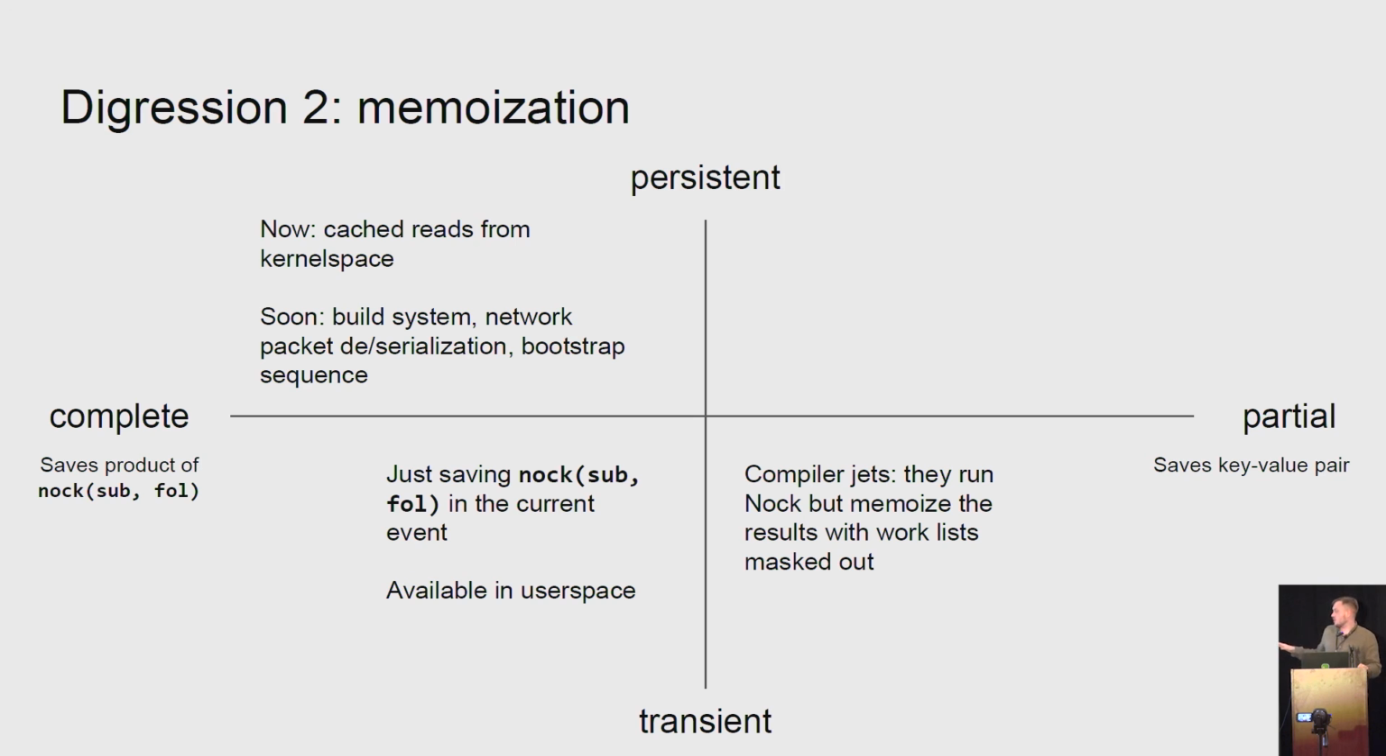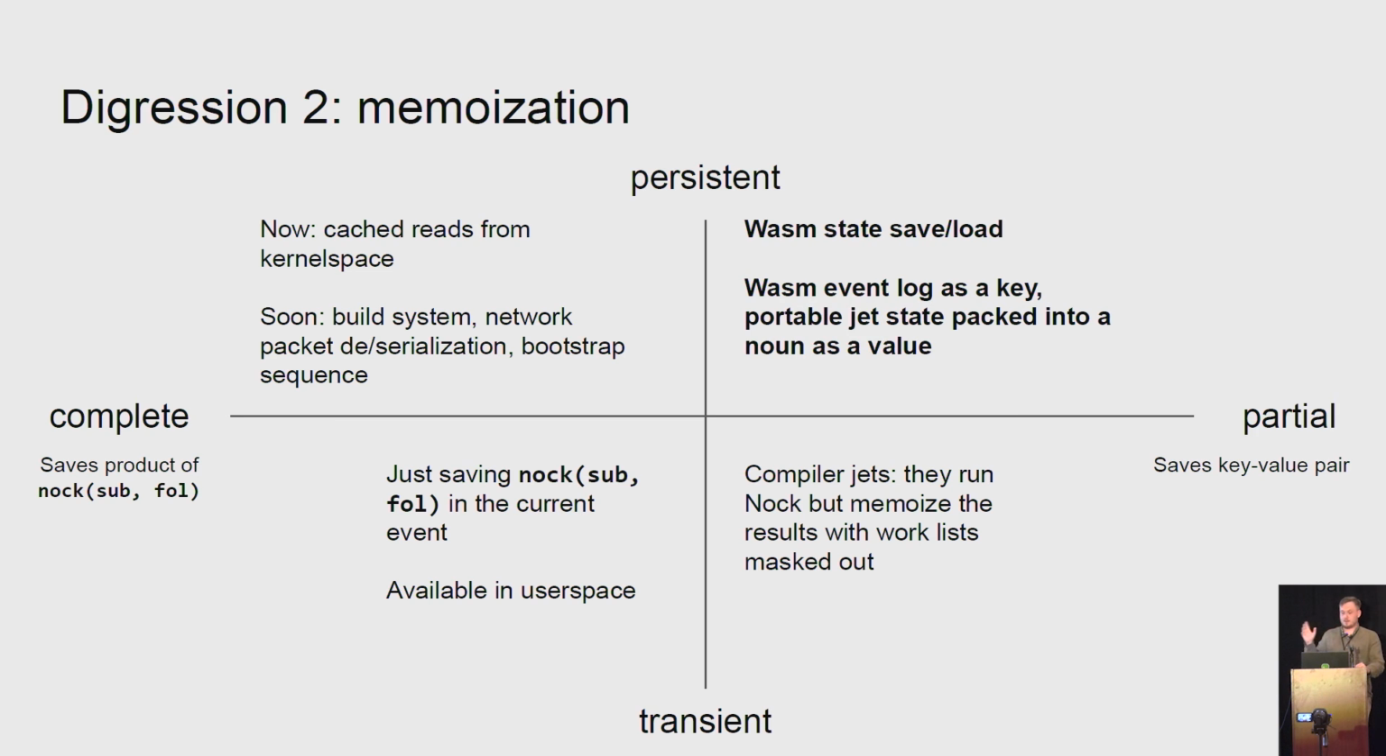The transient partial memoization is a trick that compiler jets do. What they do is basically the same thing as here, except they mask out some parts of the subject that don't actually affect the result. And that allows to speed up the compilation greatly. And finally, the persistent partial memoization is what I ended up using.